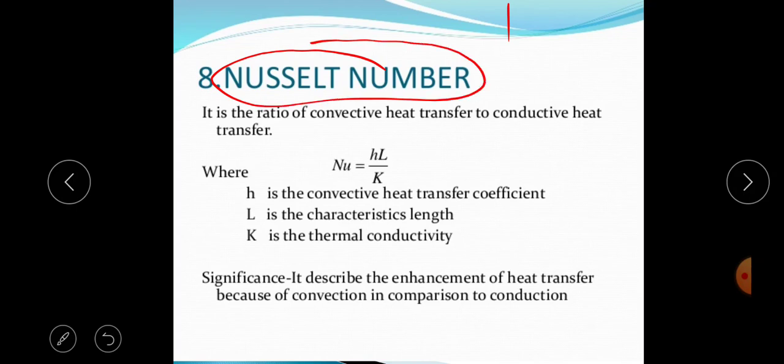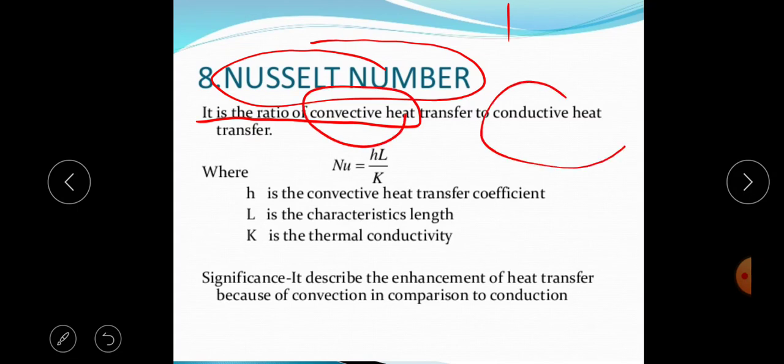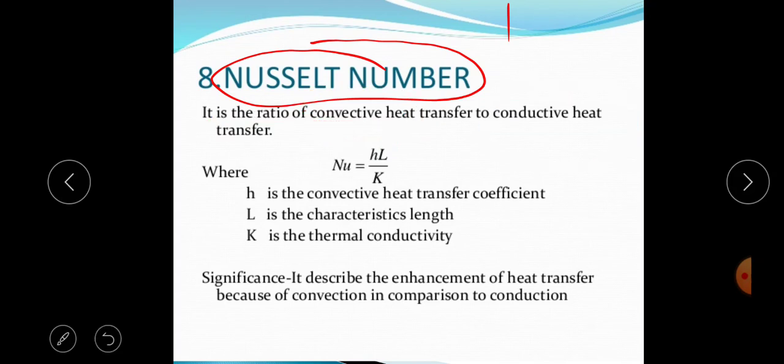So what is the Nusselt number? It is the ratio of convective heat transfer to conductive heat transfer. Again, it is the ratio of convective heat transfer to conductive heat transfer. So when we write it in terms of formula, we can write it as Nu equals h L by k. So Nu is the notation for Nusselt number, h is the convective heat transfer coefficient, L is the characteristic length and k is the thermal conductivity.